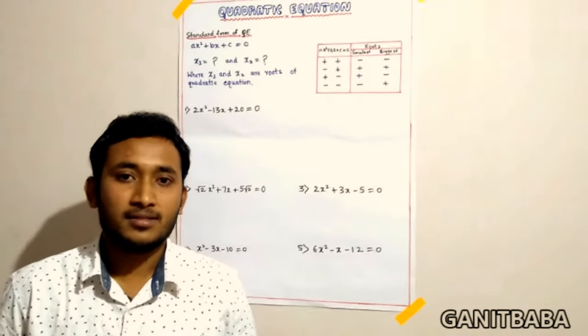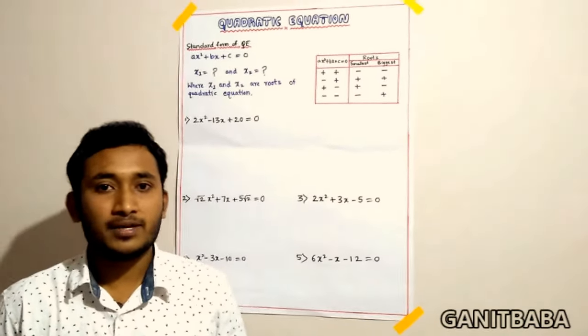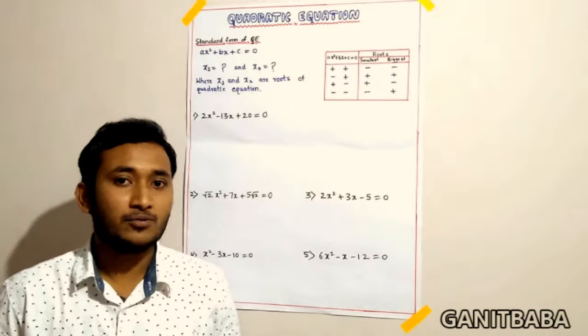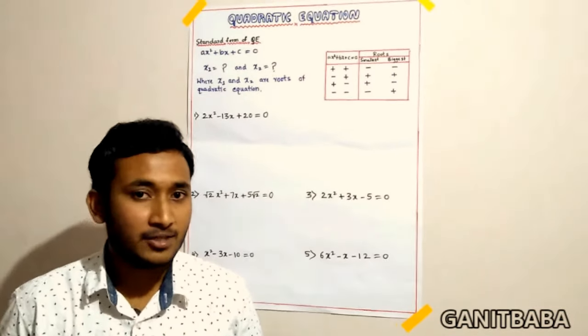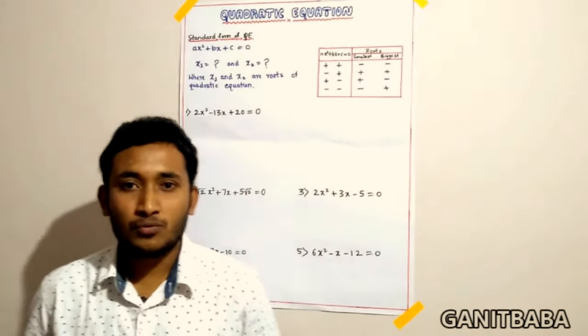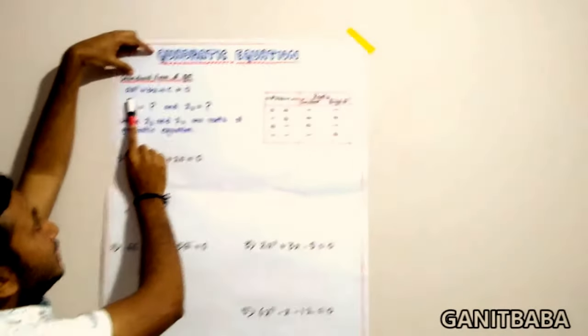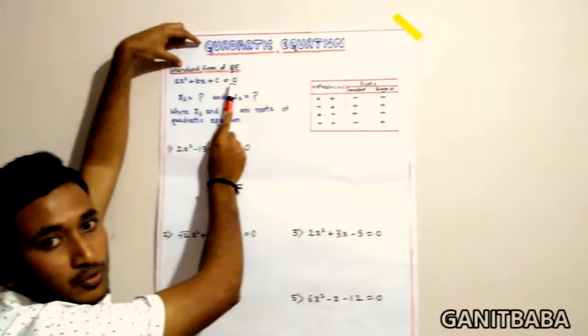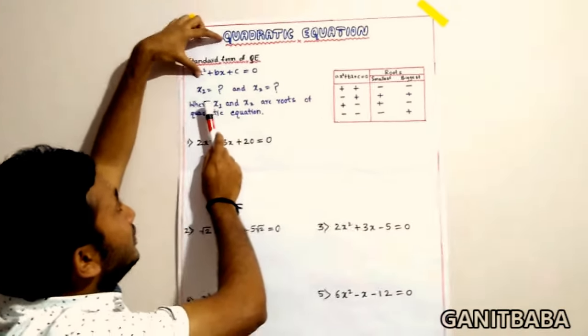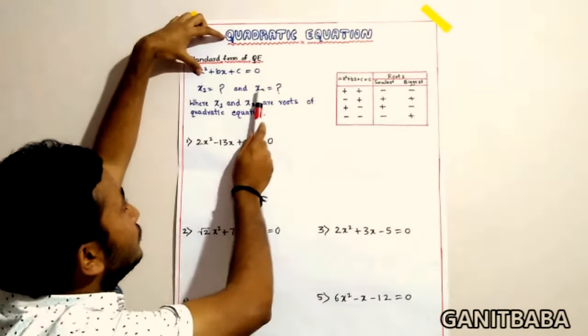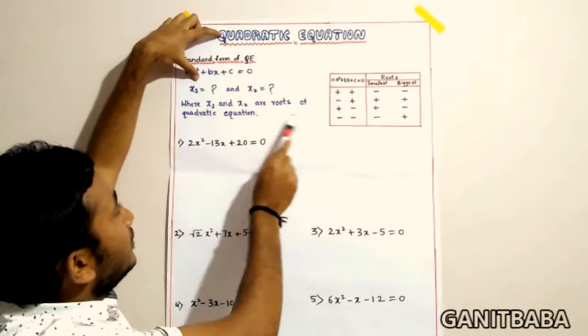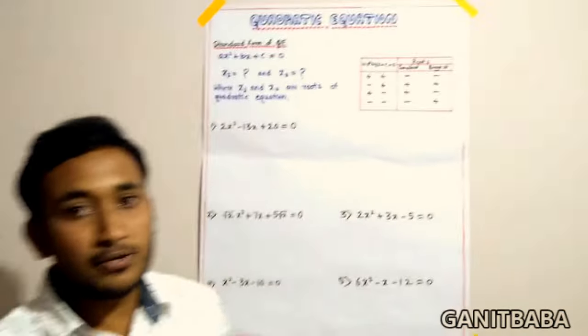In this session, we are going to cover the topic on quadratic equation, that is how to find the roots of the quadratic equation in few seconds using quicker method. So we all know that standard form of quadratic equation is ax square plus bx plus c equal to 0. Here we are supposed to find x1 and x2, where x1 and x2 are the roots of the quadratic equation.